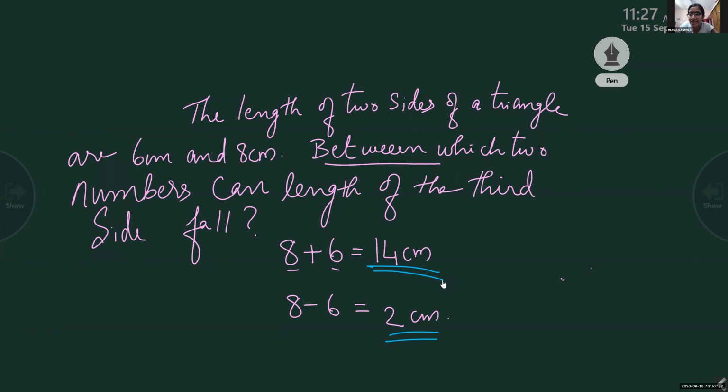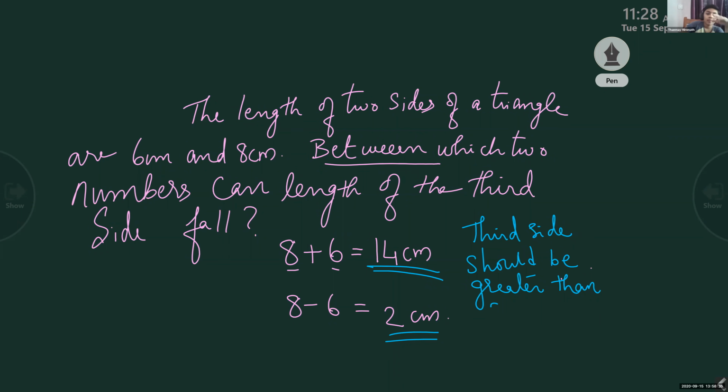Difference between any two sides should be less than the third side. So the third side should be always greater than 2. So we can write third side between 2 and 14. Third side should be greater than 2 and less than 14.